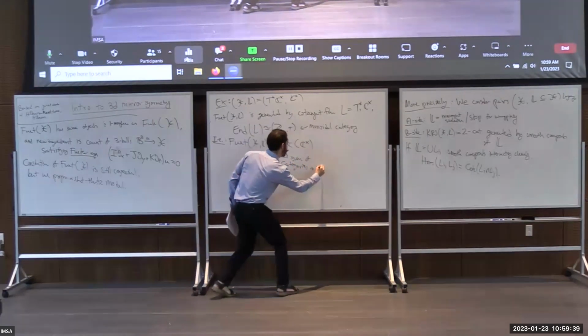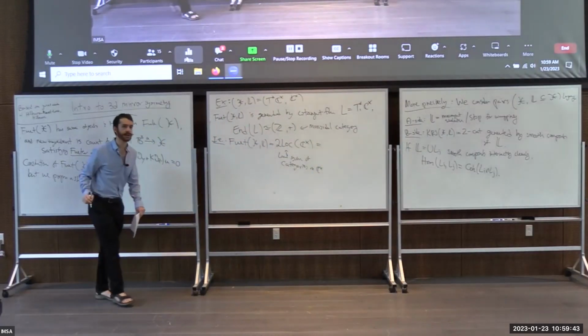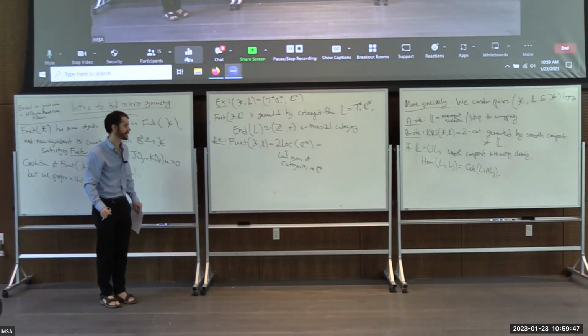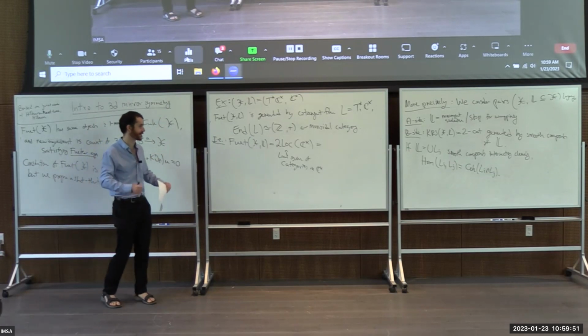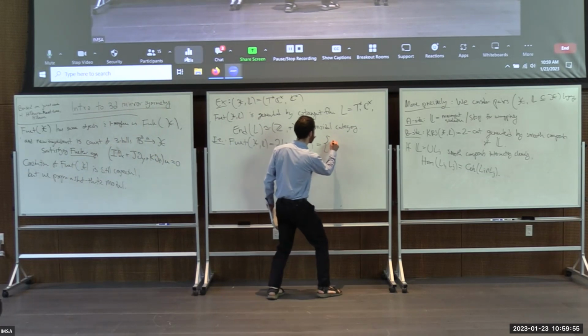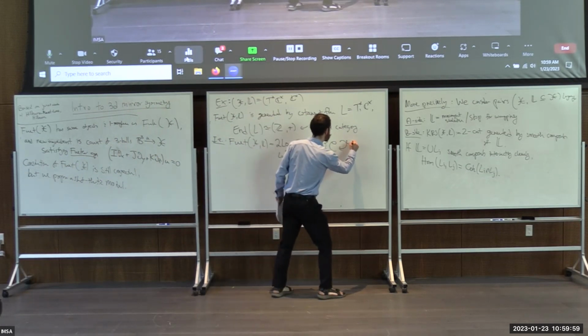on C star. So in other words, what is a local system of categories on C star? Well, it's a category together with a monodromy, right? Because a local system of anything on C star is whatever it is. So in other words, the objects of this 2 category are a category equipped with an automorphism T.